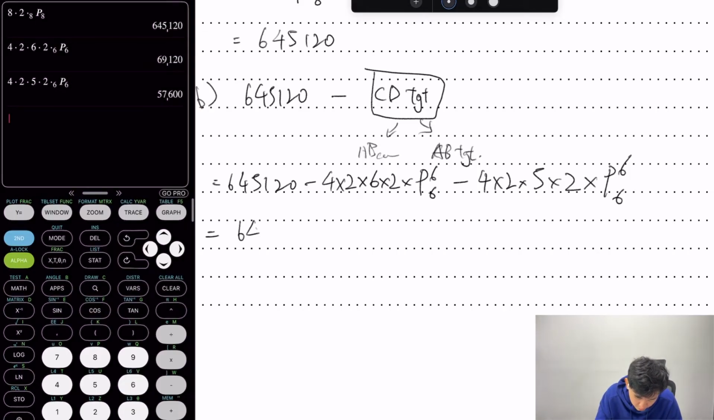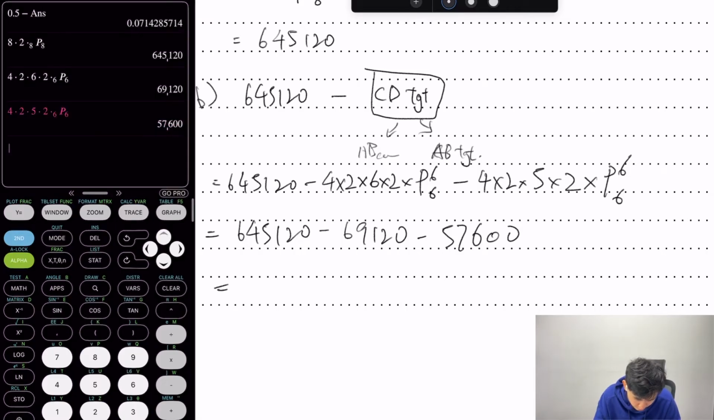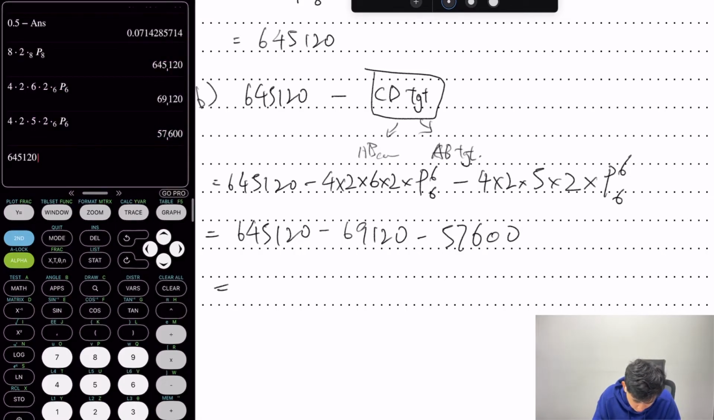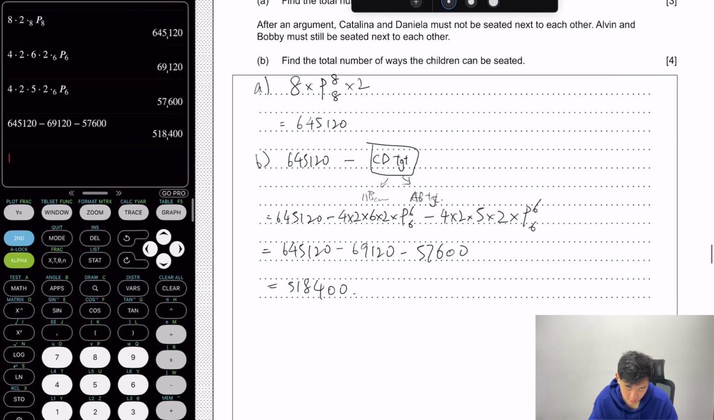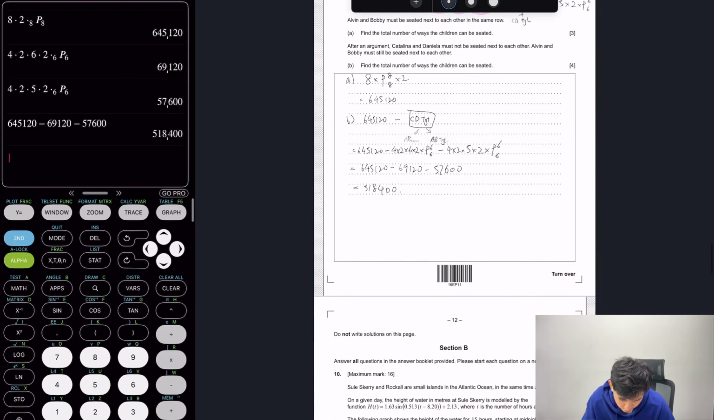So we write down the answer: 645,120 minus 69,120 minus 57,600. And that's going to be this minus this minus this. Which is 518,400. That's it. Okay. Moving on.